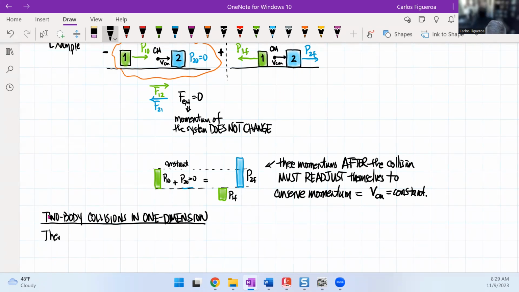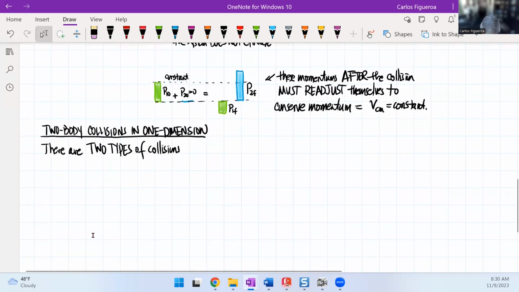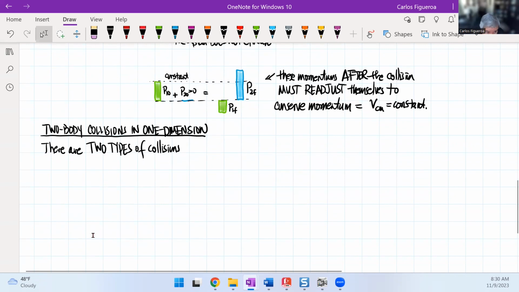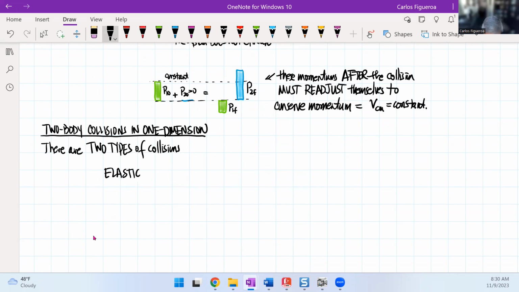So there are two types of collisions. These collisions are called elastic collisions. And elastic collisions, what it really tells us here is that there is no loss in energy within the system. And we have not even defined what energy is.